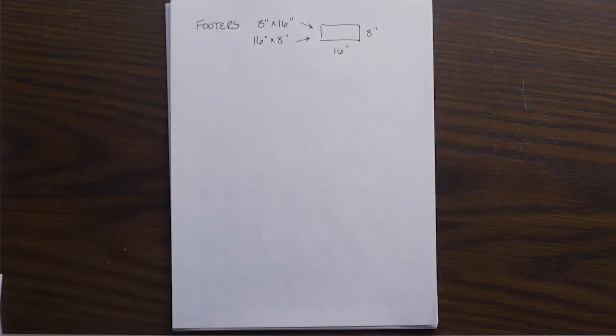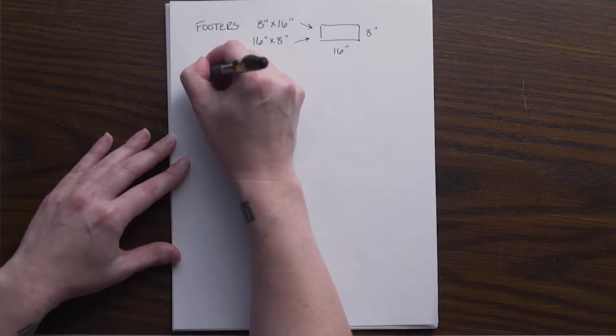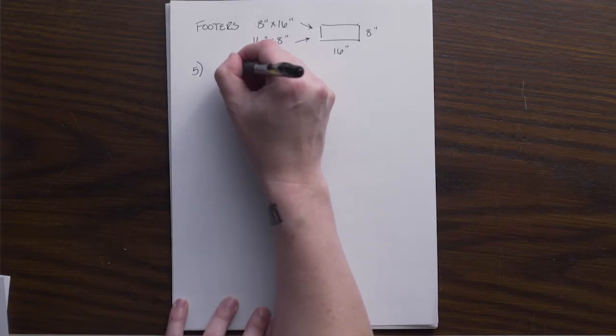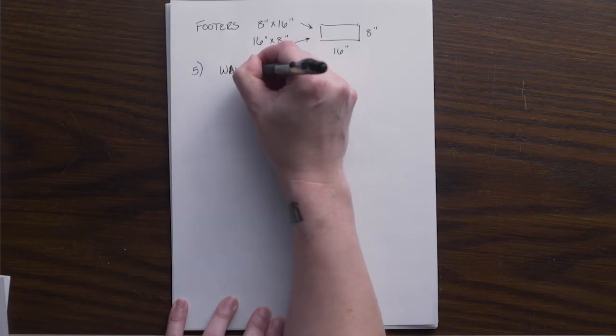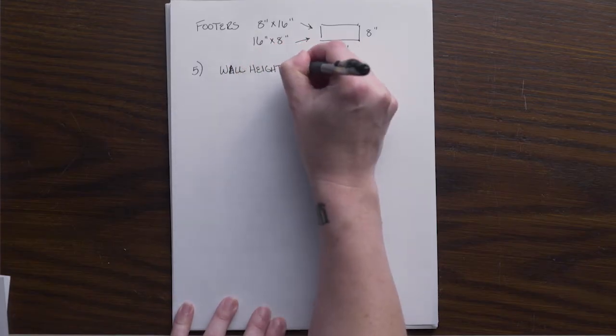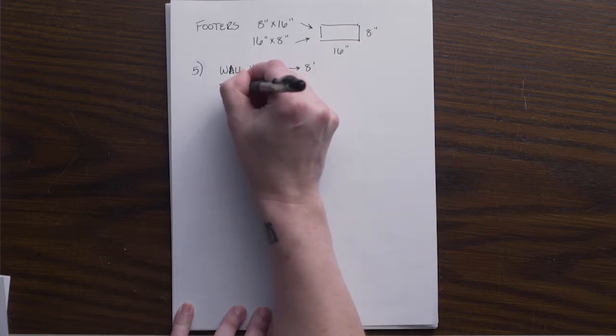So if we are looking at our sample problem, the first thing we need to calculate is our depth of excavation. We'll need a couple things. We'll need to know the wall height. We can find that on the plans as 8 feet. We need to know our footer height.